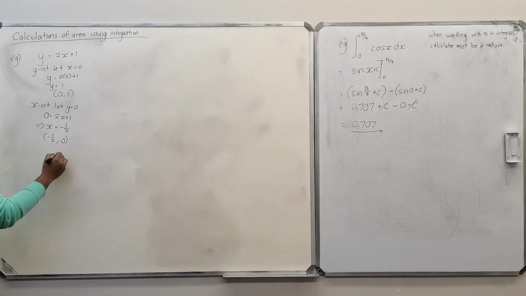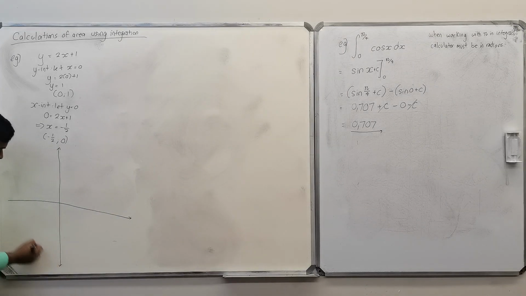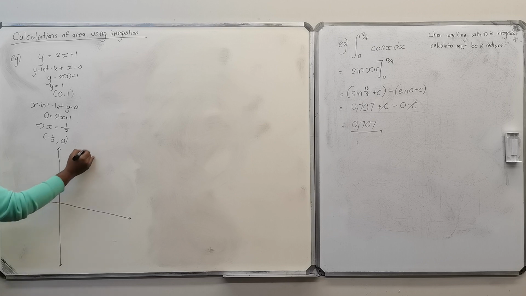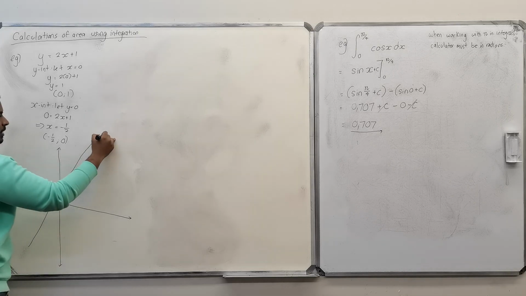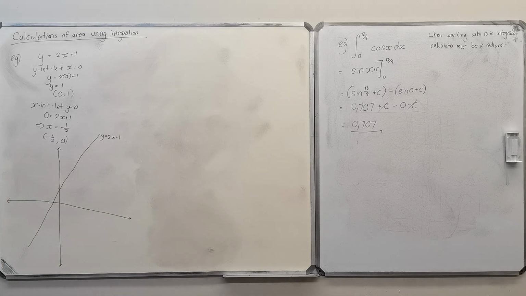So if you were to draw the graph, this point here is 0 and 1, and then somewhere here is minus half, right? So your graph would look like this. Okay, so this is y equals 2x plus 1. Bear with me.